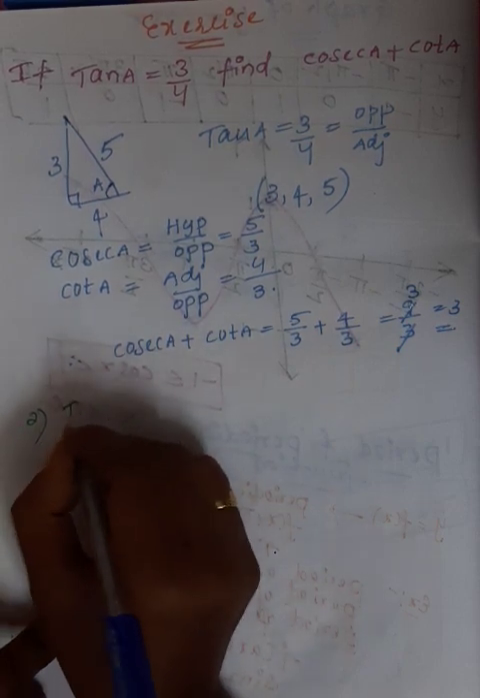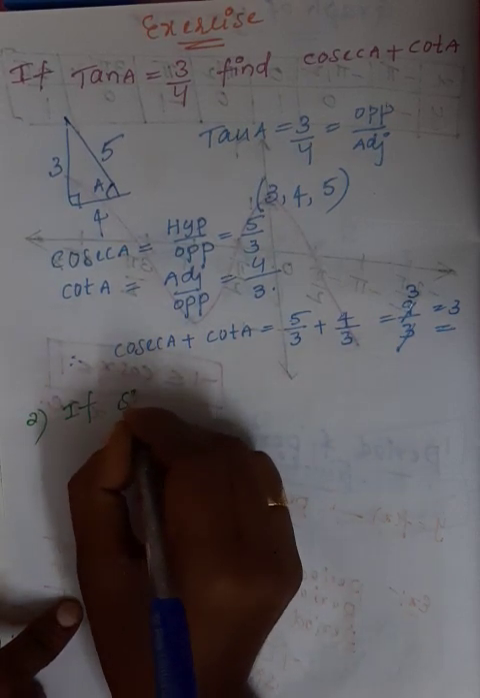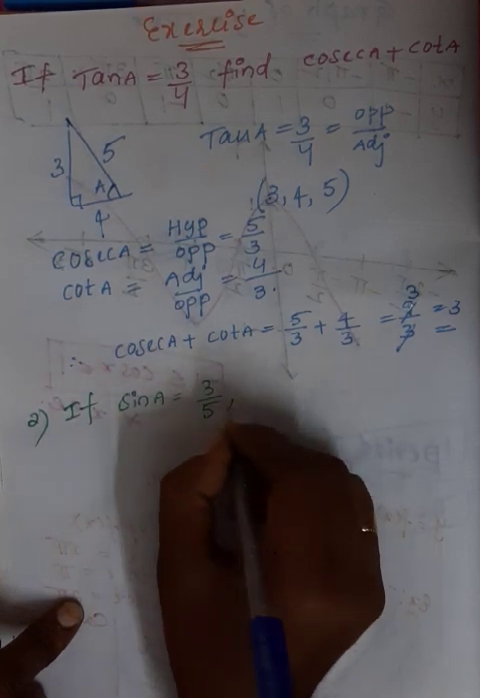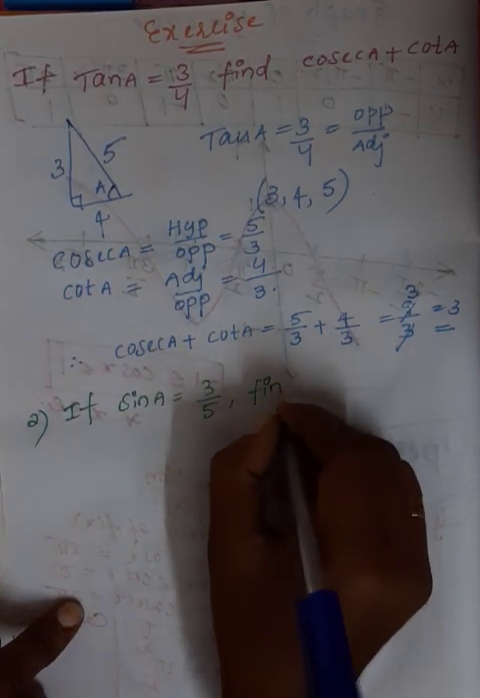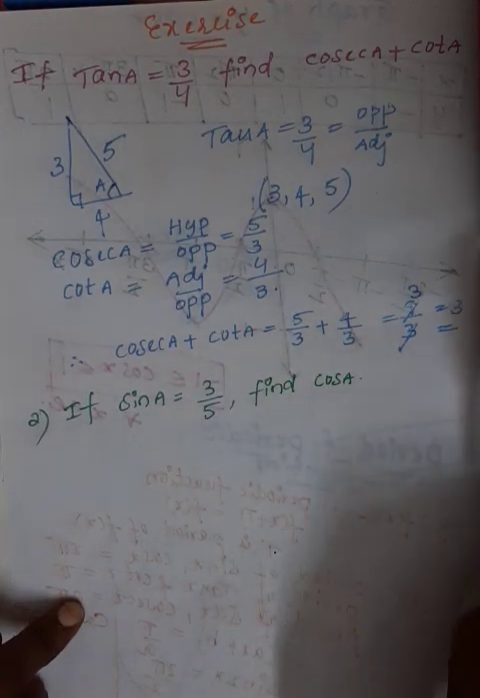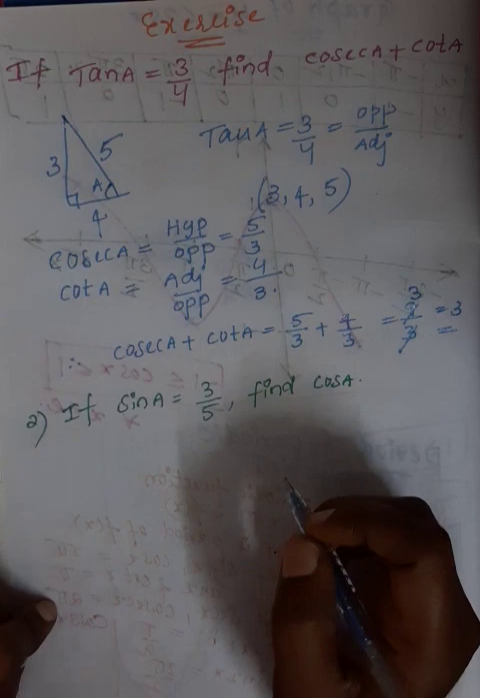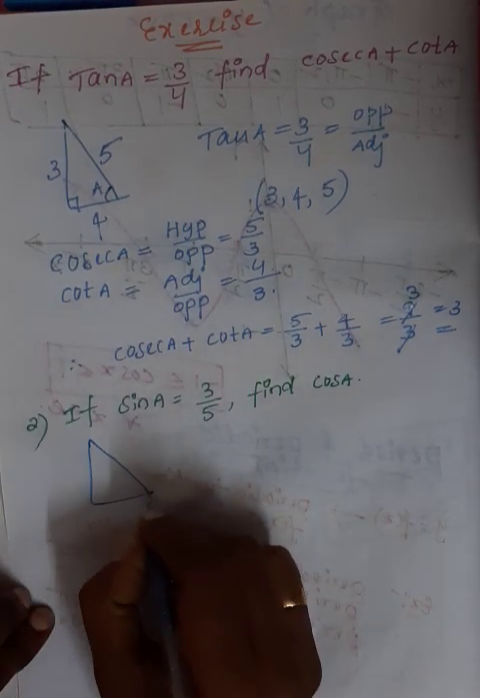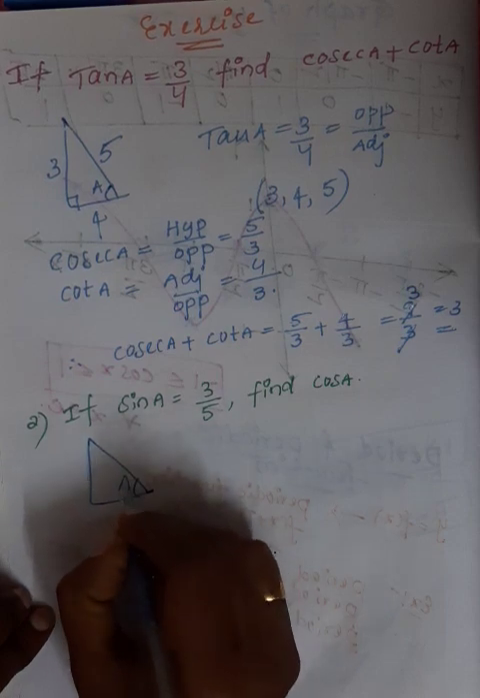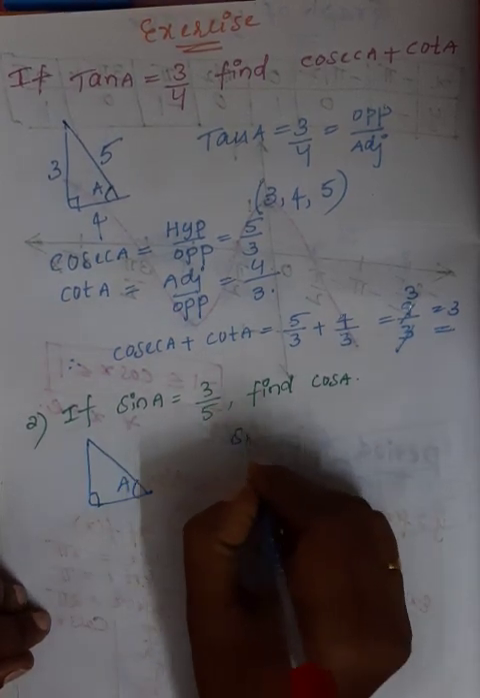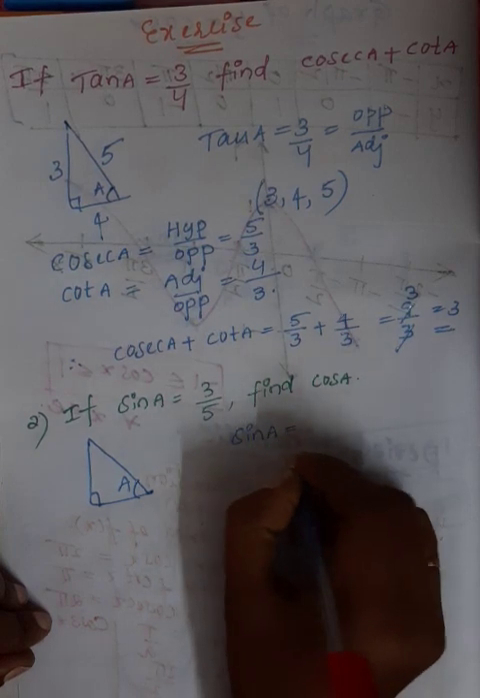If sin A is equal to 3 by 5, find cos A. So here also, first of all we have to draw one triangle. So this is A, this is 90 degrees. So given sin A is equal to 3 by 5.